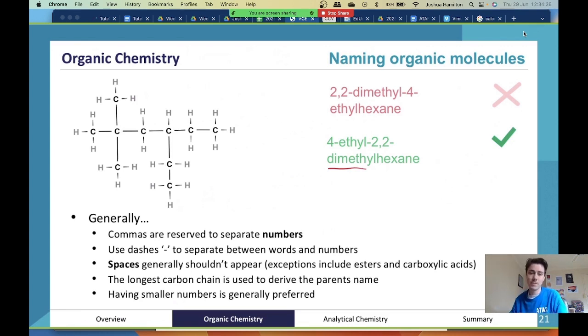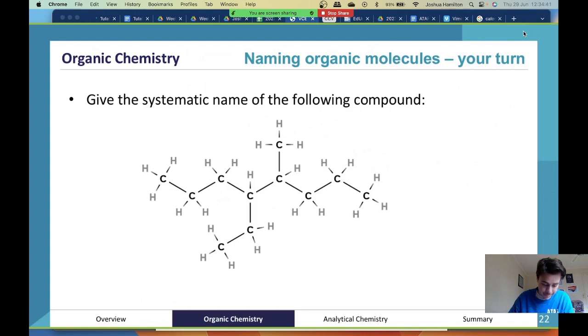It shouldn't belong there. The longest carbon chain is used to derive the parent name, so always do that. And then having smaller numbers is generally preferred. That's the other thing as well.